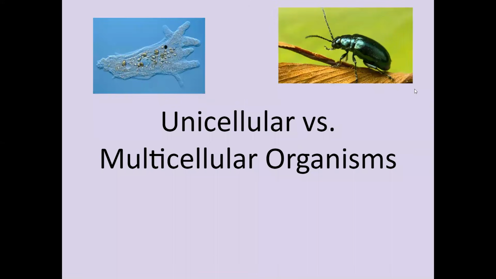Time for some more science, continuing with cells that we talked about the other day. Now we're looking into unicellular and multicellular organisms. We talked previously that the prefix uni means one. So unicellular means just one cell. Multi means many, that prefix. So that means many cells. So we're talking about a one-celled organism compared to a many-celled organism.